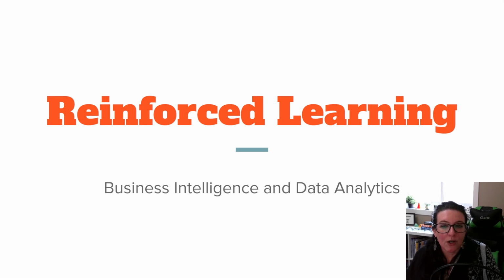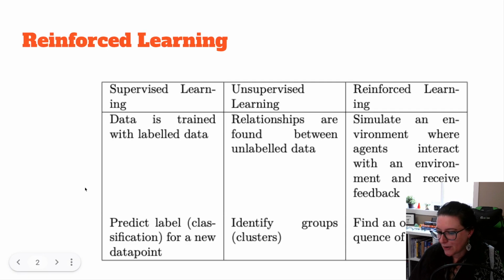With reinforced learning, we are looking at steps in a process and trying to find the best order to those steps. So let's take a look in this video about how reinforced learning works. Let's talk about the theory, and then the next couple videos we'll look at implementing that. All right, so we just talked about the difference between supervised and unsupervised, right? Supervised has trained and labeled data, and we predict a label. Unsupervised learning, we have unlabeled data, we're trying to identify groups.